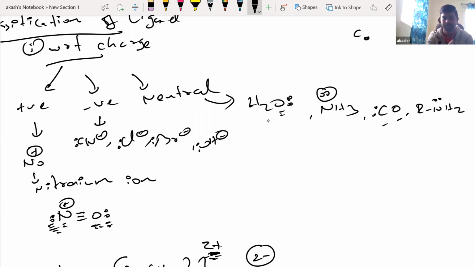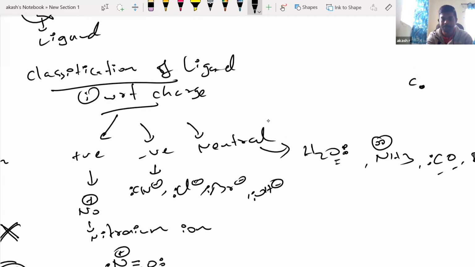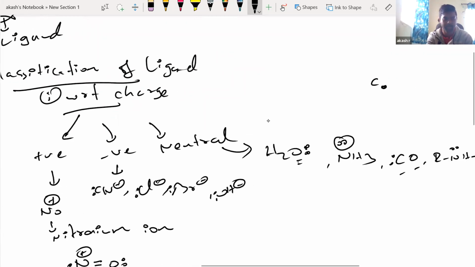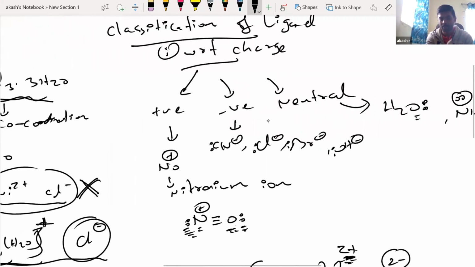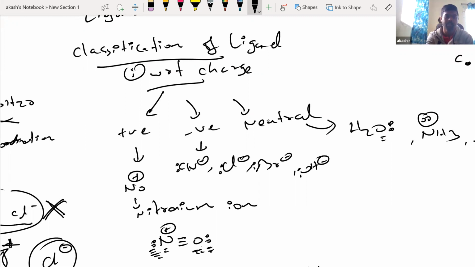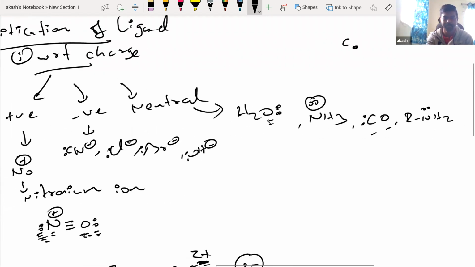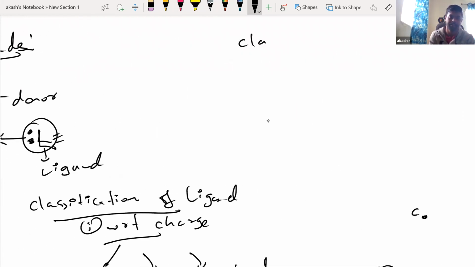Any questions till now? Anybody? Okay, I hope you guys are following. So that is the classification of ligands with respect to their charge: positive, negative, and neutral. Now, we can move on to the second classification: classification of ligands with respect to their denticity.